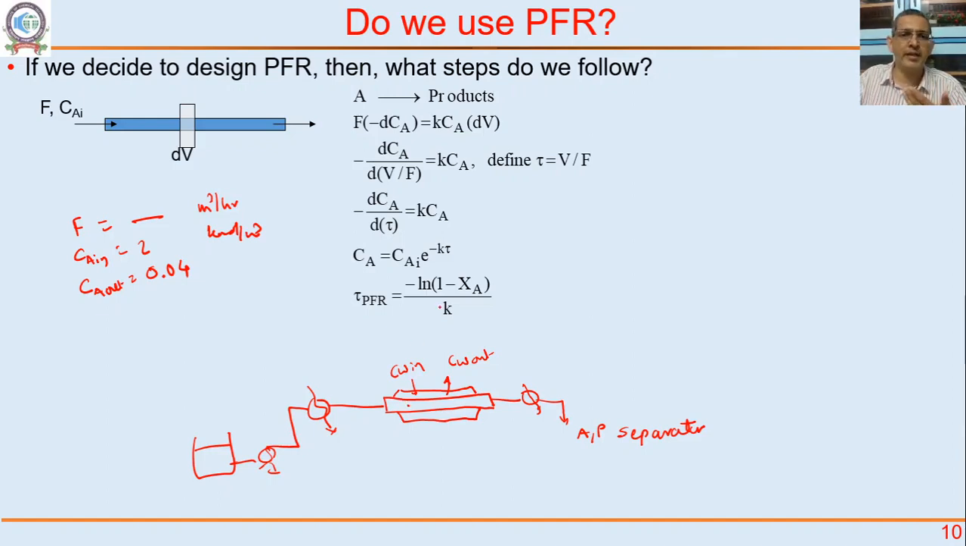Calculate the K, use the design equation, because K will depend on that. Then you will get the residence time. Flow rate, you know, you will get the volume. Calculate the exchanger, calculate the cooler, calculate the pump, calculate the pipe size, pressure drop, everything you can calculate. Do this for yourself. Use a spreadsheet.